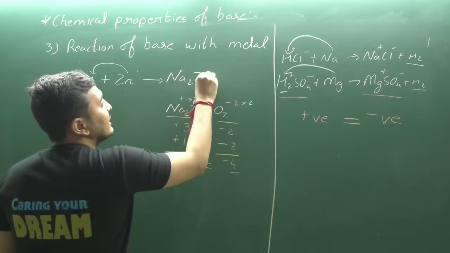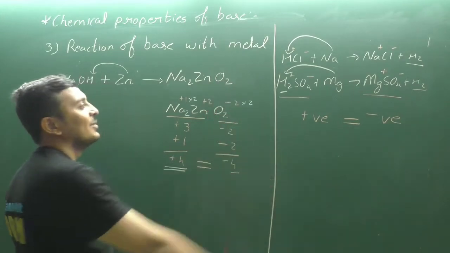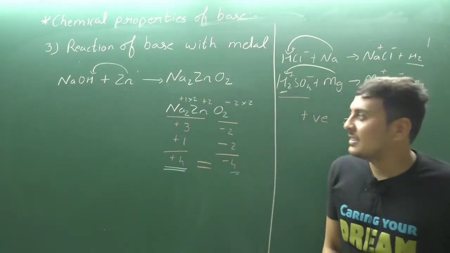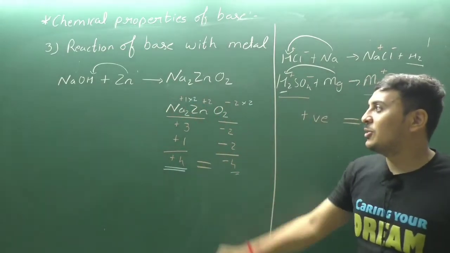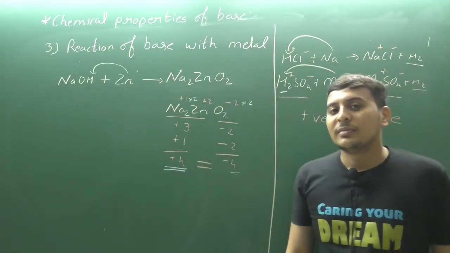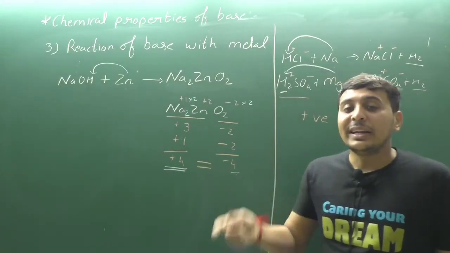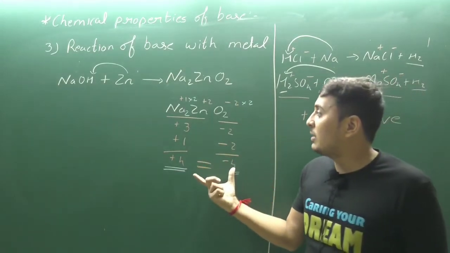Finally, the chemical formula will be equal to Na2ZnO2. Clear? Getting it? Na2ZnO2. How was the formula made? Again revise the video, again learn one more time how the formula was made.